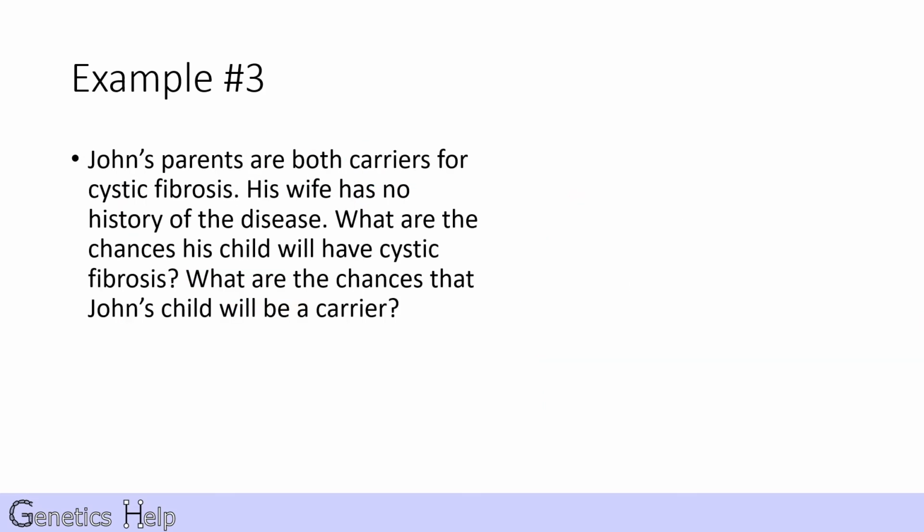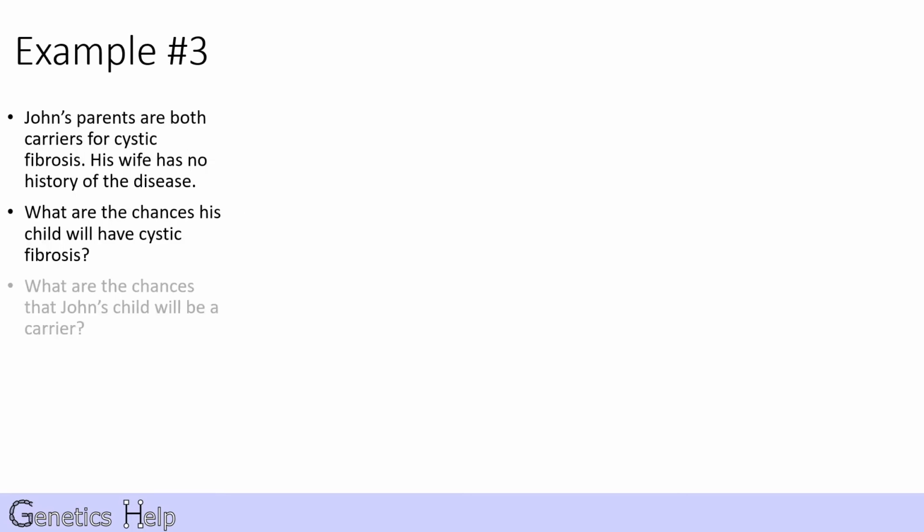Here's another example. John's parents are both carriers for cystic fibrosis. His wife has no history of the disease. What are the chances his child will have cystic fibrosis, and what are the chances that John's child will be a carrier? I've moved the questions over on the left. This might be a lot of information to keep track of, so I'm going to draw out a pedigree, which I went over in my previous video.